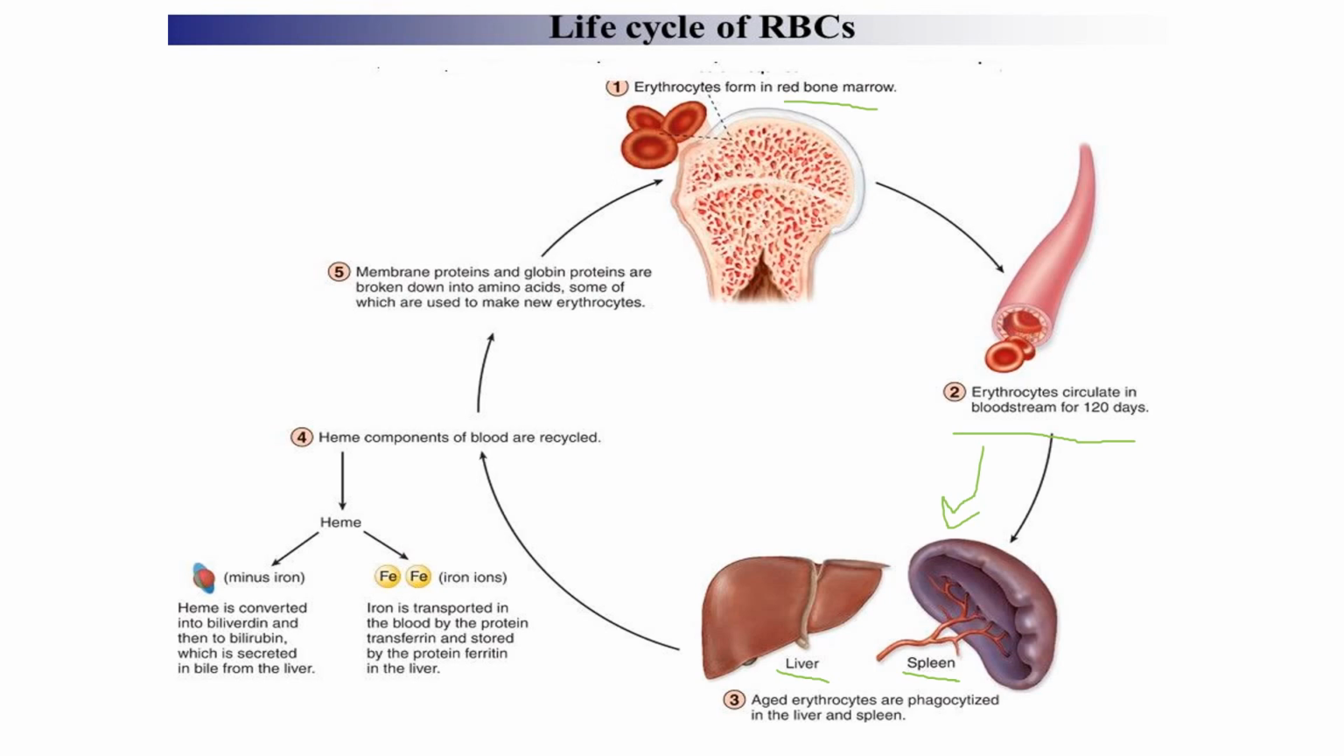Then we recycle some of the products, especially heme, and iron is the big one. Heme has the iron broken off from the globin, and the iron is transported back into the blood by transferrin and stored in the liver by ferritin. 25% of our iron is always found in the liver so that we always have some type of store. The heme is converted into biliverdin and then into bilirubin, which is secreted into bile in the liver and excreted.